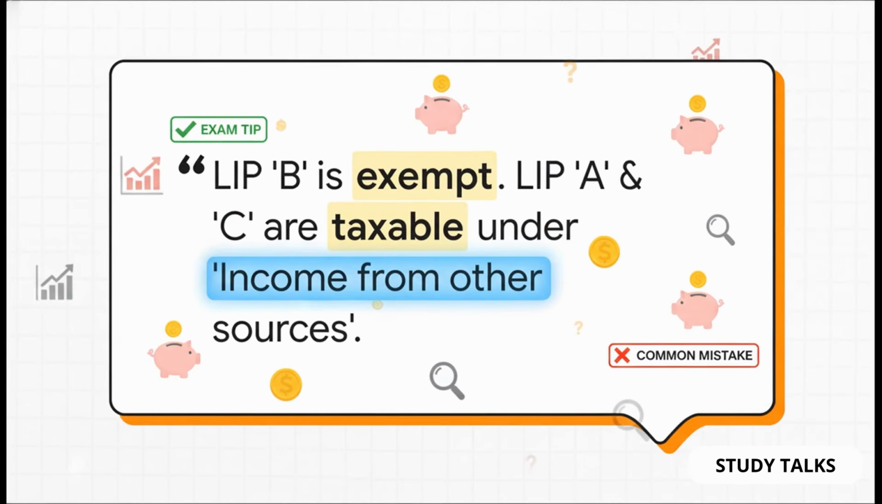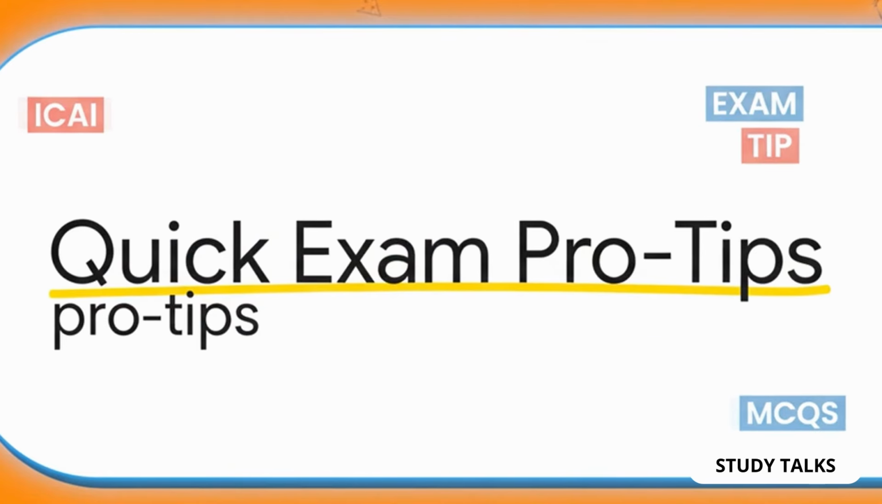And here you go, a perfect example of a concluding line. You can literally adapt this exact phrasing for your answers. It's clean, it references the section, and it shows the examiner you know not just what's exempt, but also exactly how the taxable part is treated by putting it under income from other sources. Awesome. Now before we finish up, here are a few quick pro tips. These are those little details that ICAI just loves to hide in MCQs or one-mark questions, so listen up.